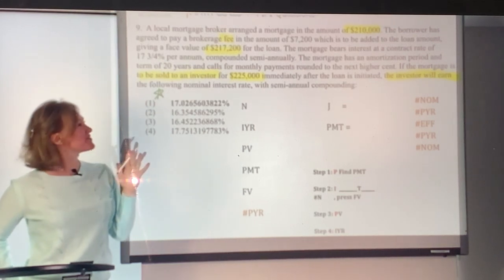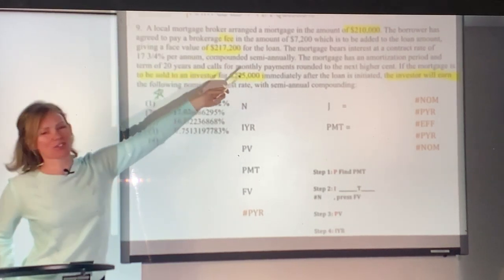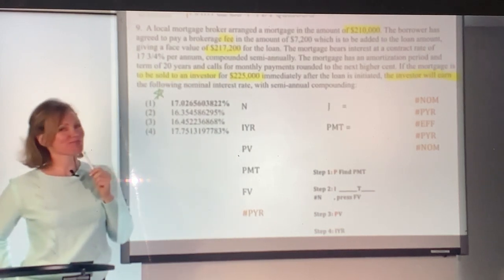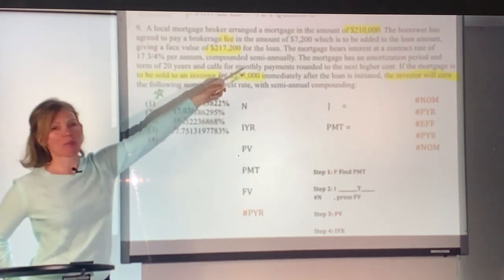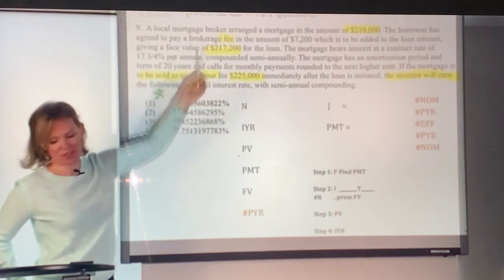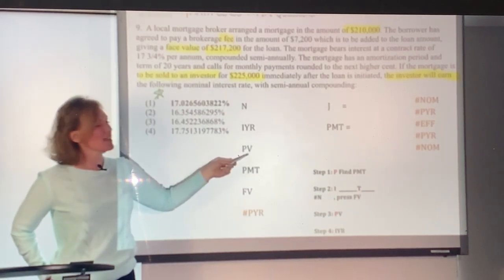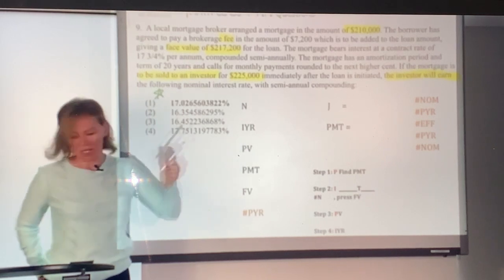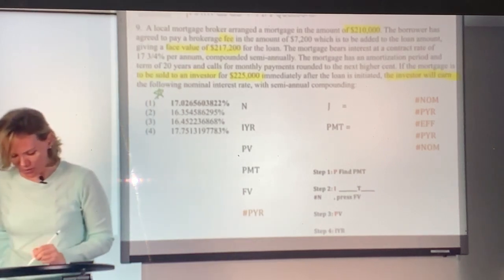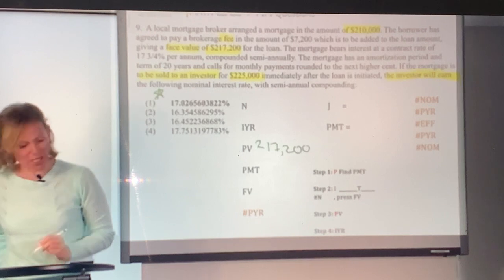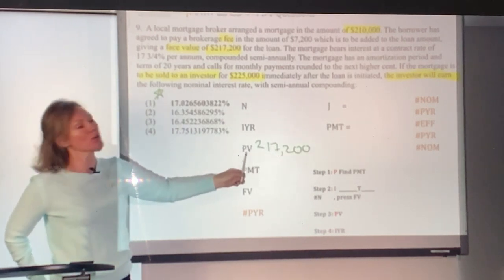Your present value, okay? Just because the mortgage is arranged for 210, is that something we're going to use? The fees were added on top of it. So the face value is 217. Do you see that word face value? You see, face value is a face value. It can be changed. So your PV is your face value, okay? So put that 217 as your PV. And 200, make sure you don't forget about that 200. So that's your present value, okay?